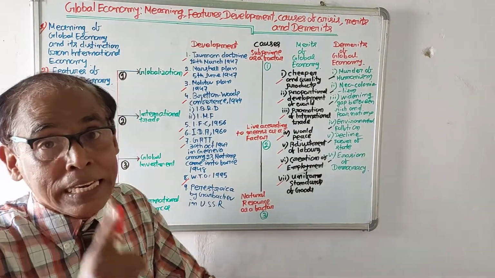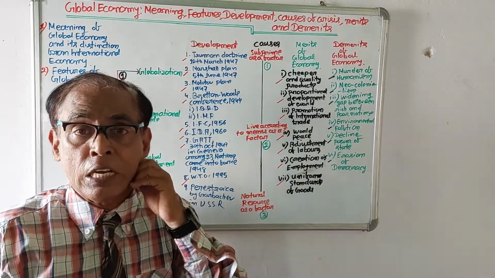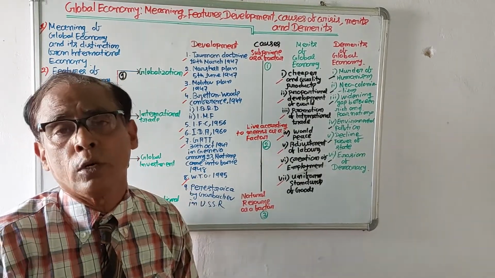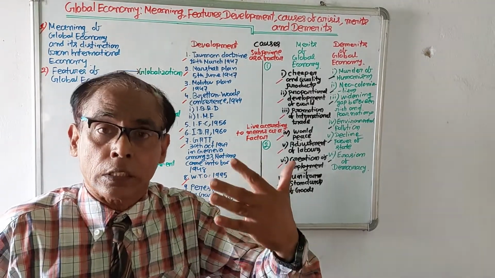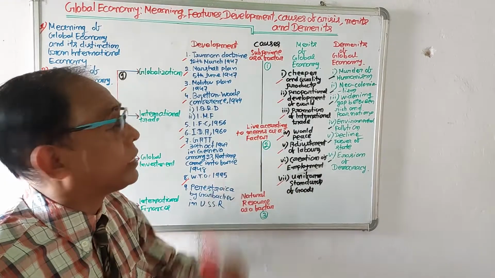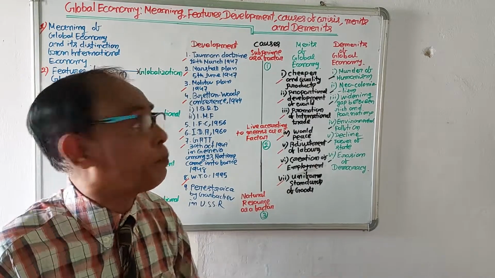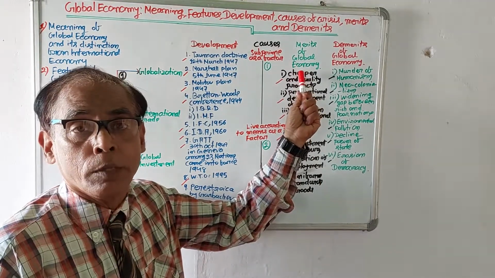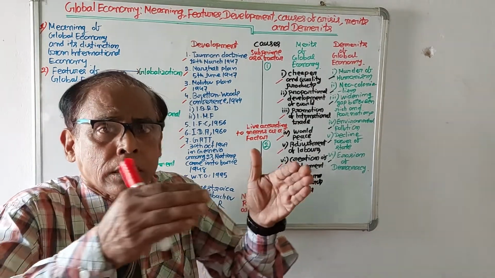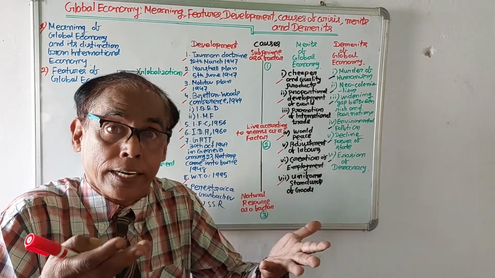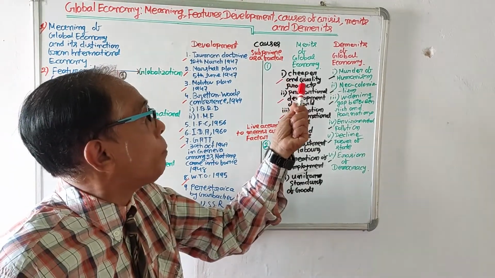Okay, viewers? So till now we have discussed what the global economy is, and how it is different from the international economy. We have discussed the features of the global economy. Then we have discussed how the global economy came to the scene. And now we have discussed the factors for the global crisis. Now we will discuss two more important aspects: merits of the global economy and demerits of the global economy. So if all the nations of the world are interconnected, what will be the benefits? The first benefit is cheaper and quality products.